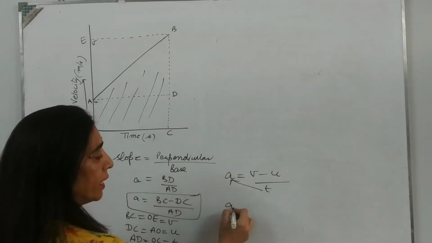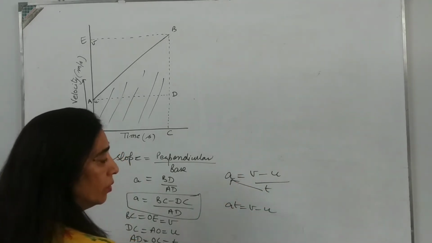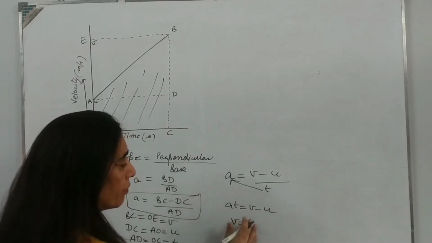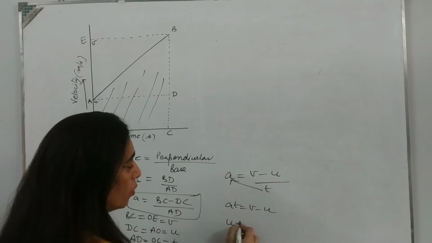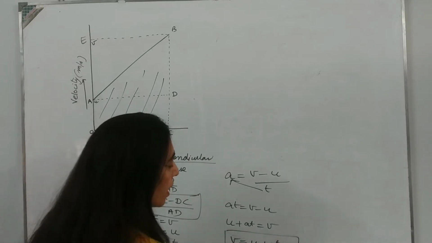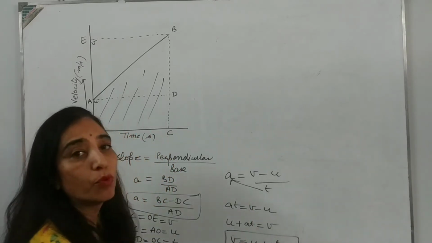Now at is equal to v minus u. So if we bring u this side, u plus at is equal to v. We can write v is equal to u plus at, which is our first equation of motion.